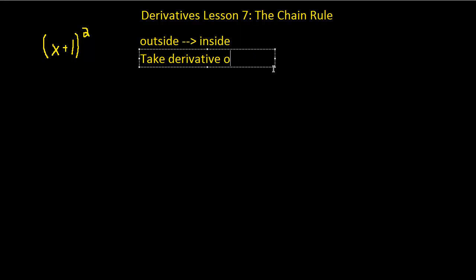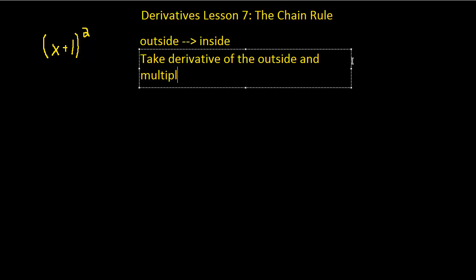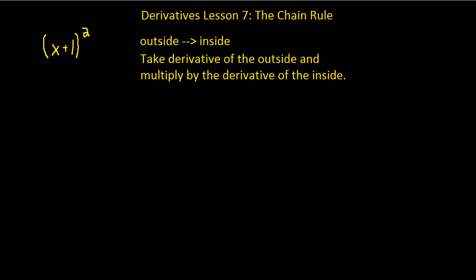Sorry, I made a typo. Take the derivative of the outside and multiply by the derivative of the inside. Okay, sorry about the typos there. But this is really what the chain rule is: take the derivative of the outside and multiply by the derivative of the inside.